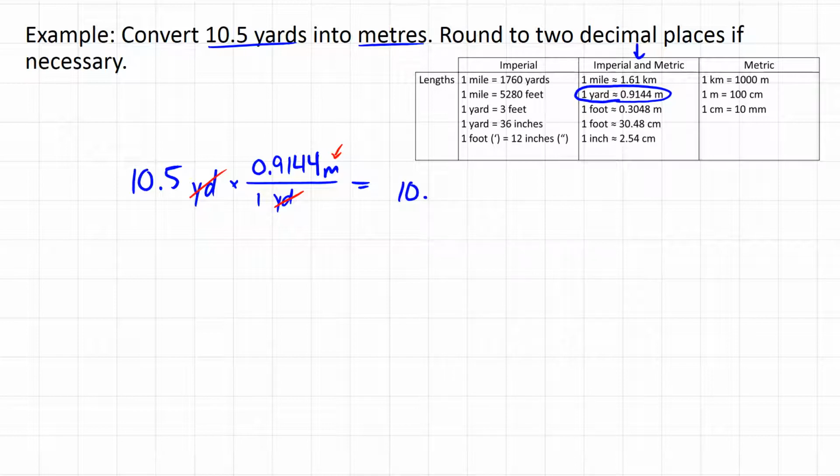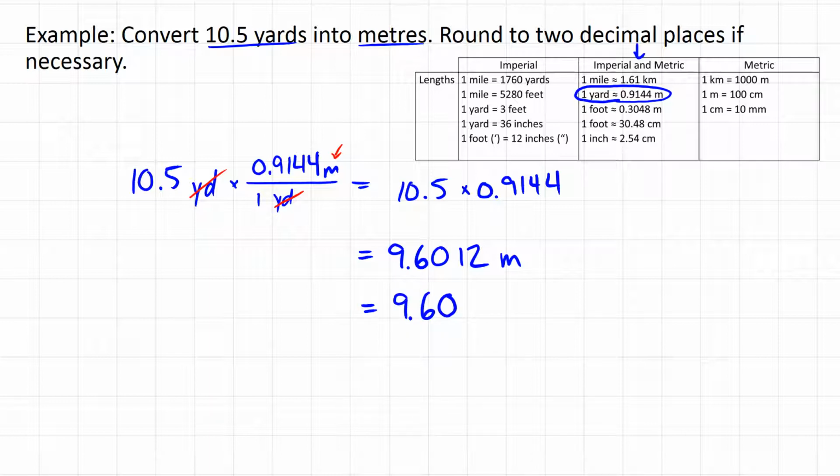So we have 10.5 times 0.9144. And I get 9.6 and a whole bunch of decimals, 0, 1, 2, and my units are meters. Now we're told in the problem to round to 2 decimal places if necessary. So we're going to round to 2 decimal places. That would be 9.60 meters.